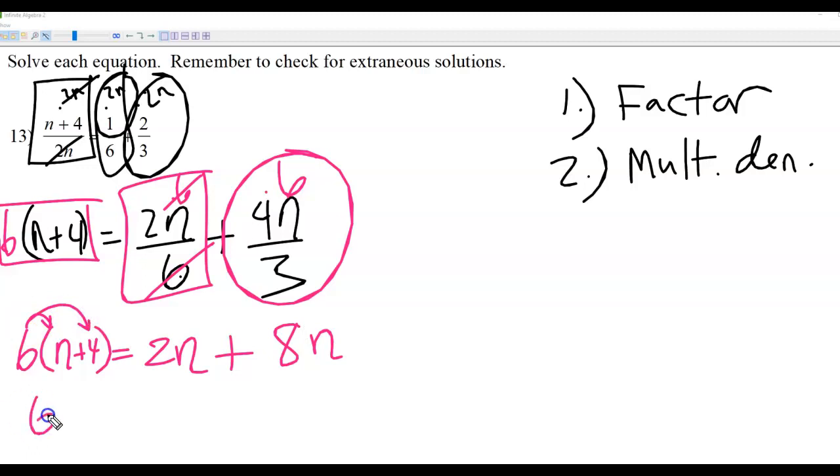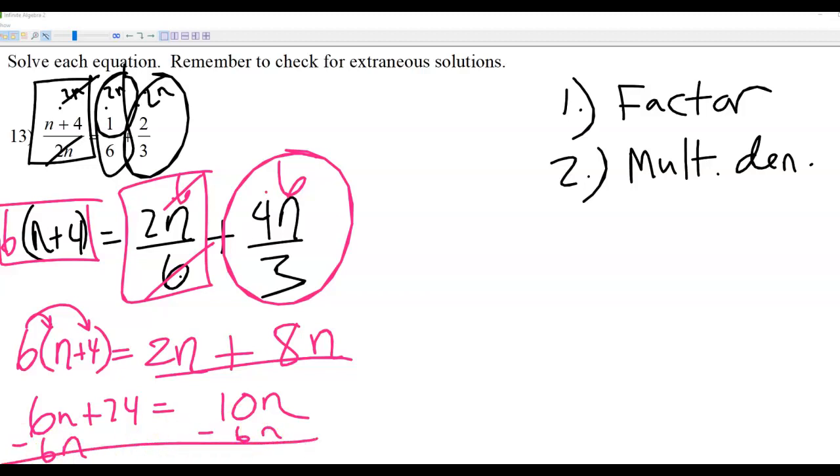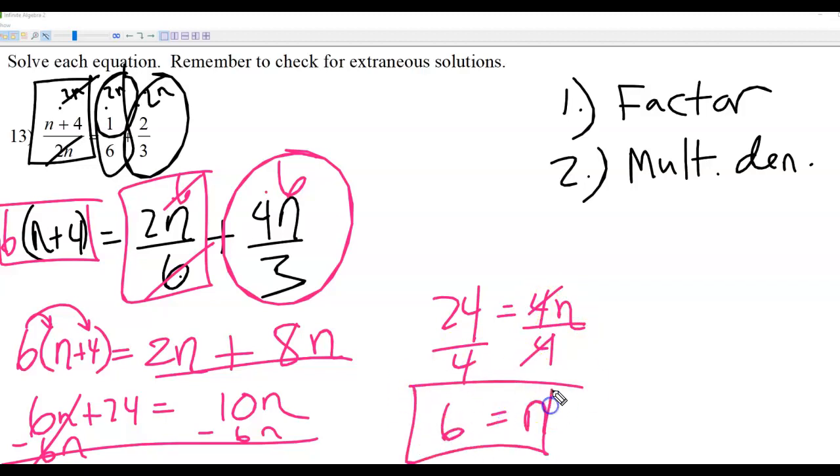Now, the next thing we do is distribute. Find your like terms. And solve. So I've got 24 on the left side and 4n on the right. So division gives me 6. So after you multiply the denominators out, you basically just have to solve what's left.